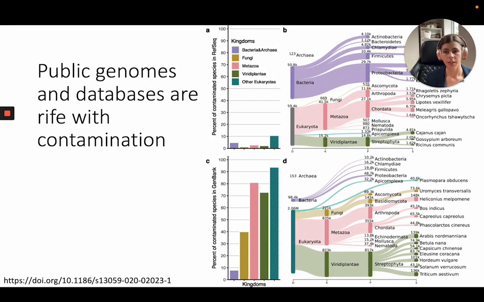So public databases are rife with contamination, and I think that this is a fairly well appreciated problem at this point. Here I'm showing a plot from a recent publication, Contaminator, and it shows us that both in RefSeq and in GenBank, across the different domains of life, there can be a lot of contamination. And I think these estimates really vary based on which tool is used, but we can see that they span anywhere between like 5% of genomes to up to 90% of species, depending on which database and which kingdom we're looking at.